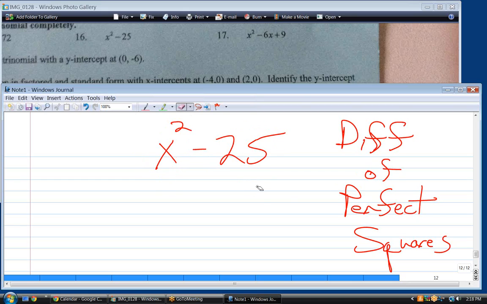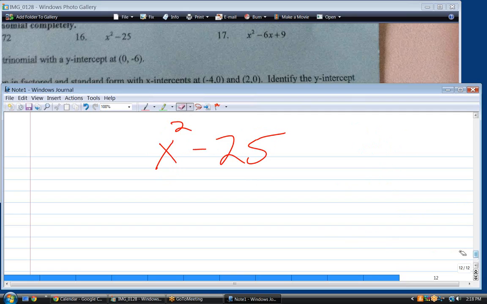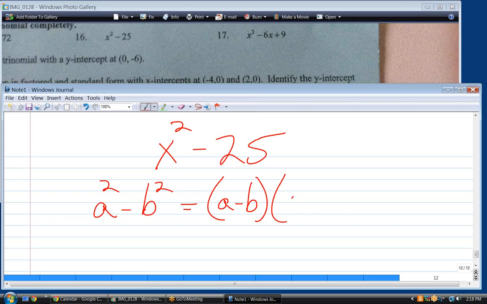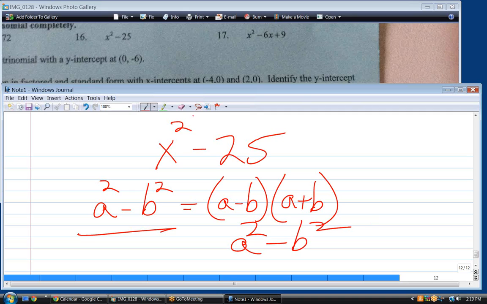And this is another big thing you're going to have to do many, many times. So you want to get to the point where you recognize what difference of perfect squares means. Now, what does it mean? It factors this way every time. In other words, if you have the difference of perfect squares, a squared minus b squared, it always factors into a minus b times a plus b. If I multiply a minus b times a plus b, I'm going to get a squared minus b squared.